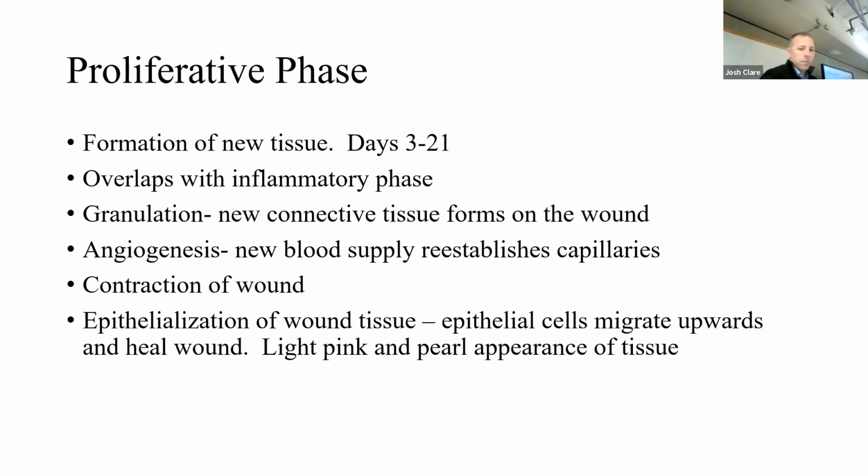The wound starts to contract. Then we also have epithelialization of the wound tissue. Epithelial cells migrate upwards to heal the wound. They look light pink with a pearl-like appearance. Someone who is really good at looking at wounds knows what the tissues look like. That's granulation tissue, that's epithelial. This stuff is healing. We're happy. It's great.